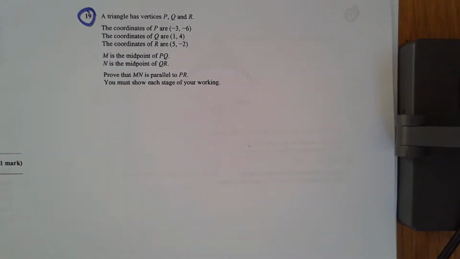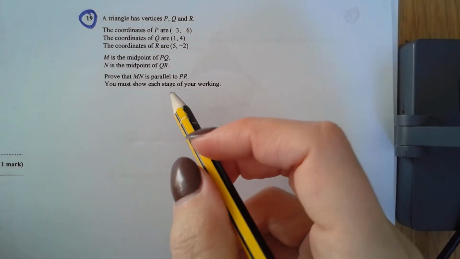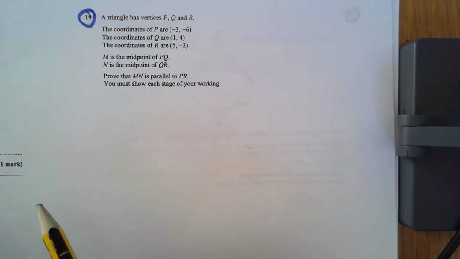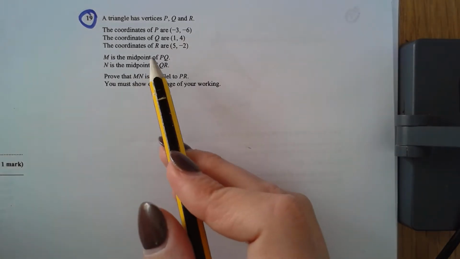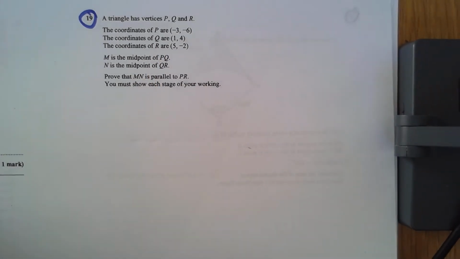Question 19, paper 2, 2017 for Edexcel. So you can see the question on the screen. It says a triangle has vertices P, Q and R. The coordinates of P are -3, -6. The coordinates of Q are 1, 4. The coordinates of R are 5, -2. M is the midpoint of PQ and N is the midpoint of QR. Prove that MN is parallel to PR.